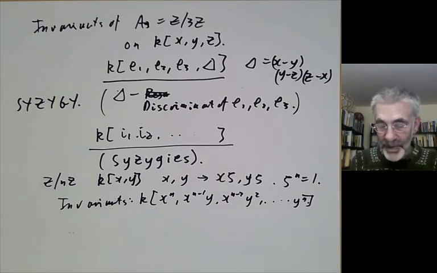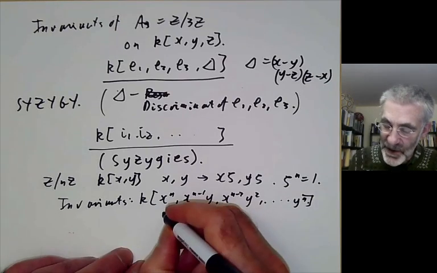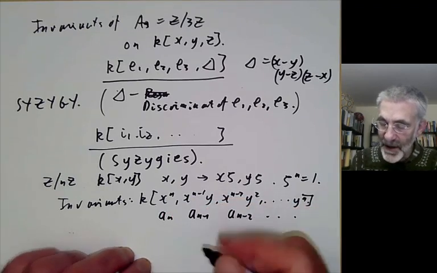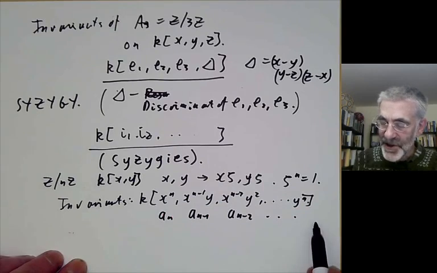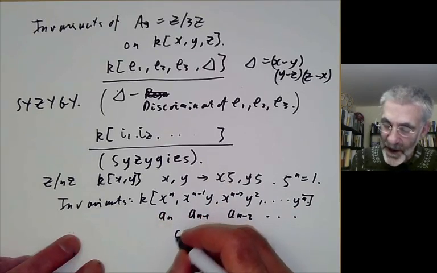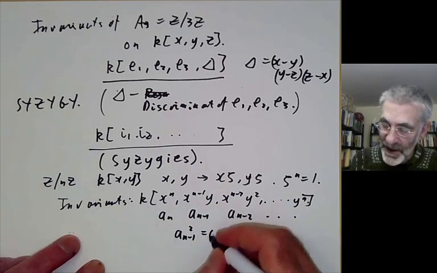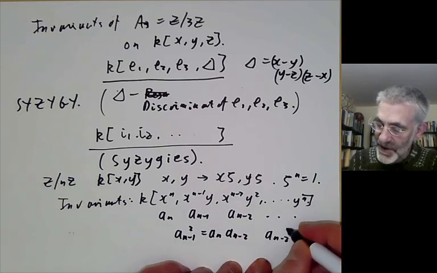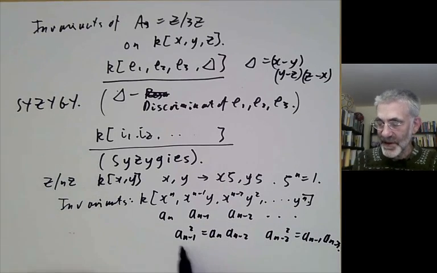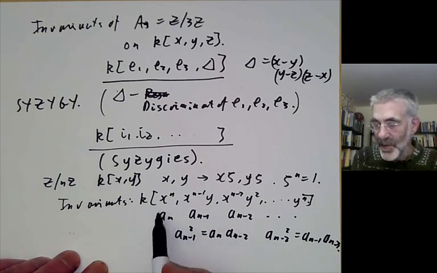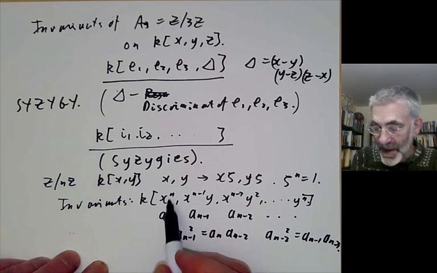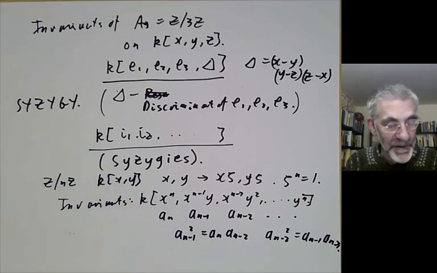And now, if we call these elements a_(n-1), a_(n-2), and so on, you see there are actually lots of relations between these. For instance, we have a_(n-1) squared is equal to a_(n-2), and a_(n-2) squared is equal to a_(n-1) a_(n-3), and so on. So we get lots of syzygies between these invariants of this group action.